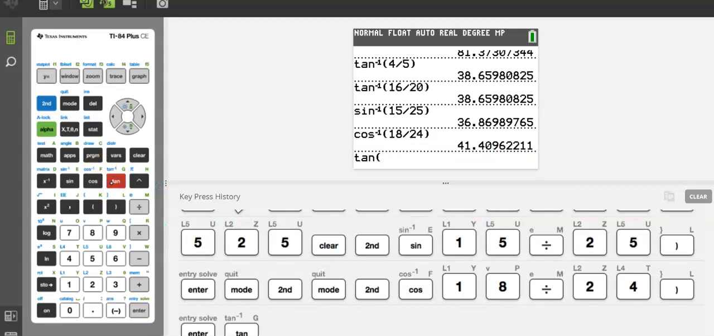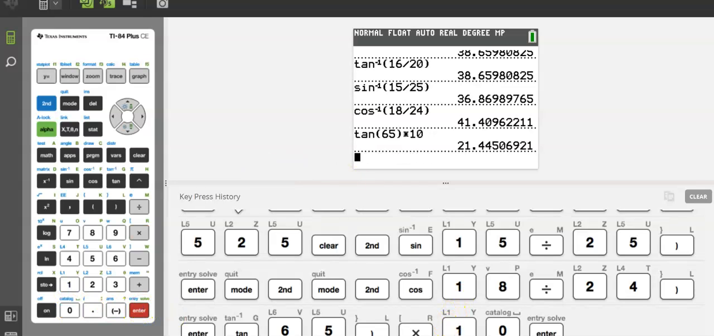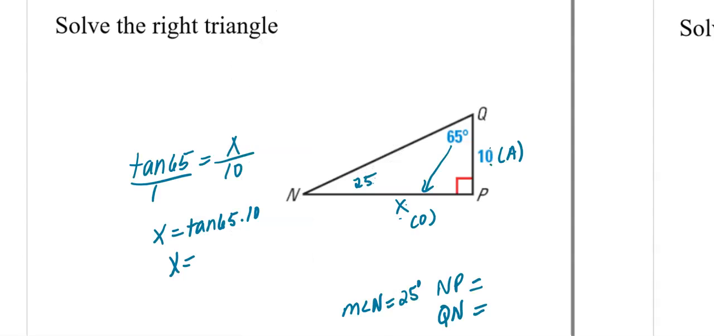cross multiply, tan of 65 times 10, and I'm going to put that in a calculator. Remember, not the inverse key. Tan of 65, I close it, times 10, 21.4. So now I know this side's 21.4.